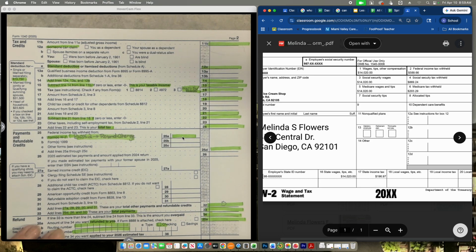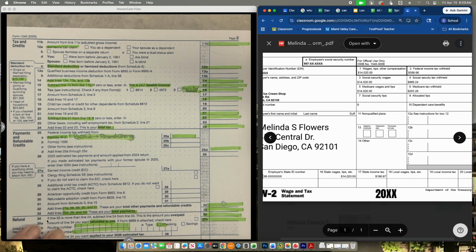So that is going to go on 25A. 25D is just going to be the same number. We do not have an American Opportunity Credit with her, so we leave that blank. We don't put anything else until we get to line 32. It says total other payments. Well, she doesn't have anything in any of these, so we're just going to put 0. And then line 33 is going to be the total payments. That's going to be 25D plus 26 plus 32. So obviously it's going to be the same number as that. So that is going to go right here.